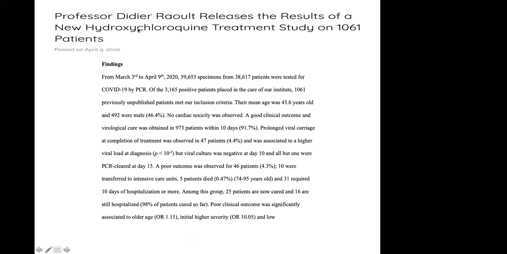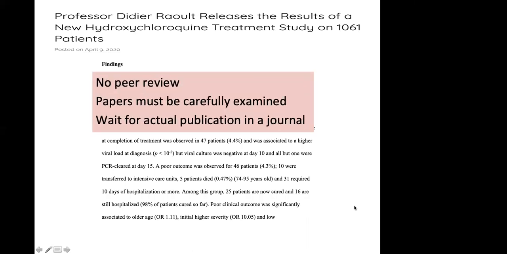And so this is another press release from the same group. They mentioned looking at 3,000 patients with improved outcomes, but again, no peer review, there's no paper. Once this is published, you have to examine the paper carefully and wait for an actual publication in a peer-reviewed journal.